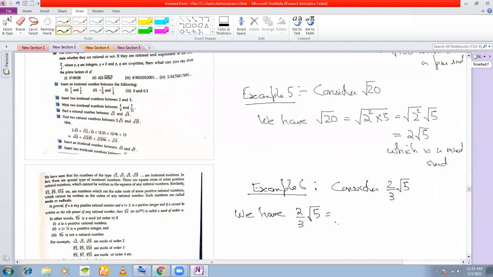So what you do here is, when 2/3 enters this radical, because the order of the radical here is 2, so it becomes 2/3 square into 5. This becomes root over of 2/3 square is 4 by 9 into 5. So this becomes square root of 20 by 9, which is a pure surd, right? So I hope there is no confusion after this.